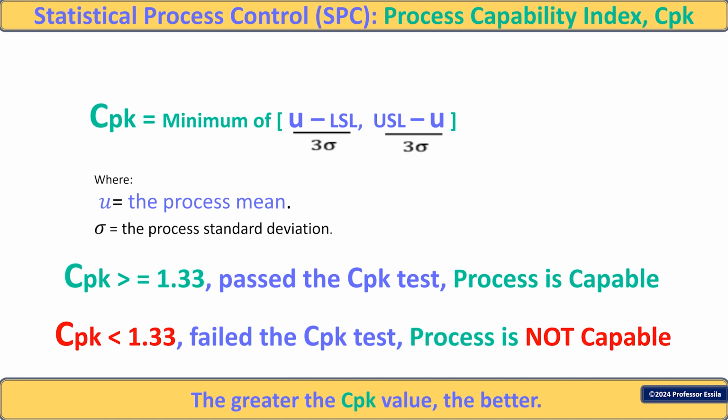The Cpk is calculated as the minimum of these two values. We calculate this value and the other value, then the minimum of the two will be what we consider to be our Cpk. So always remember, if we have 1.33 or higher, the process is capable. If we have less, the process is not capable.